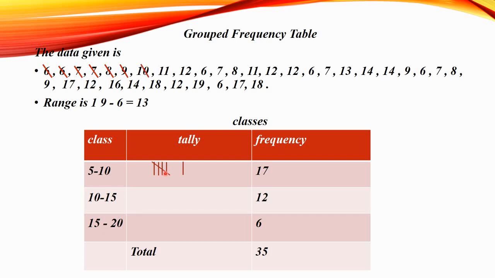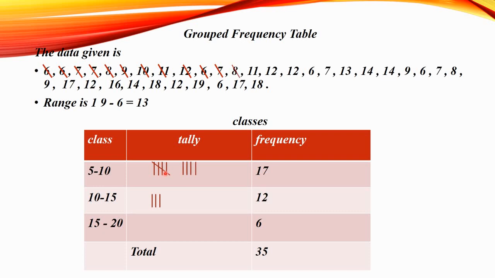10 will go in the second row, that is the second class. 11 again in the second class. 12 again in the second class. 6 will now come in the first class, that is 5 to 10. 7 again in the first class, that is 5 to 10.